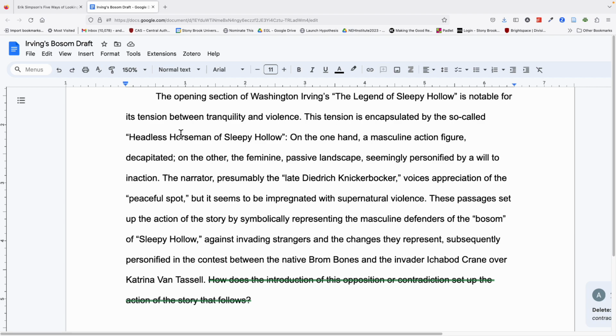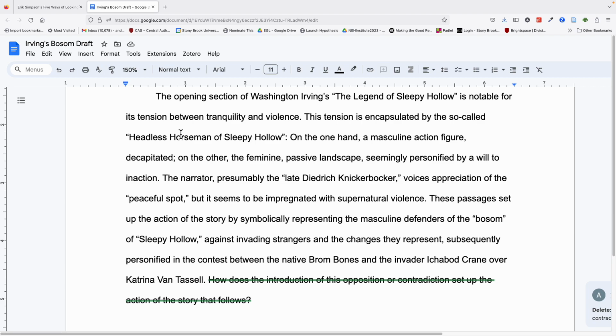The opening section of Washington Irving's "The Legend of Sleepy Hollow" is notable for its tension between tranquility and violence. This tension is encapsulated by the so-called headless horseman of Sleepy Hollow. On the one hand, a masculine action figure, decapitated. On the other, the feminine passive landscape, seemingly personified by a will to inaction. So I'm just repeating the same thing I said in the intro paragraph.